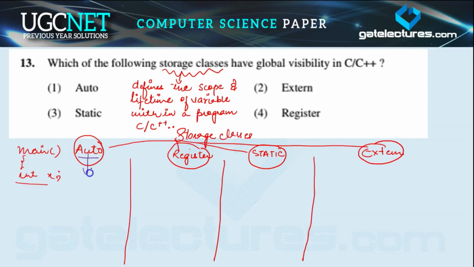Now let's talk about the auto storage class. It is the default storage class for all the local variables. So all the local variables you define in your C program, by default, if you did not write anything, it is an auto storage class.